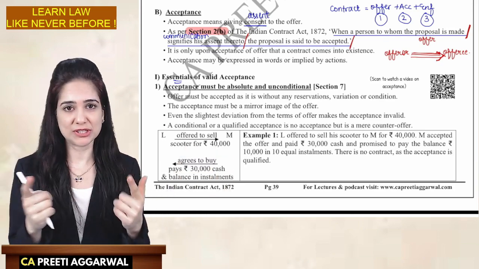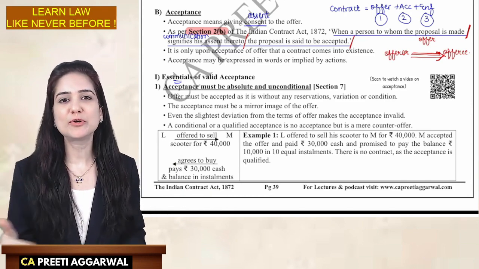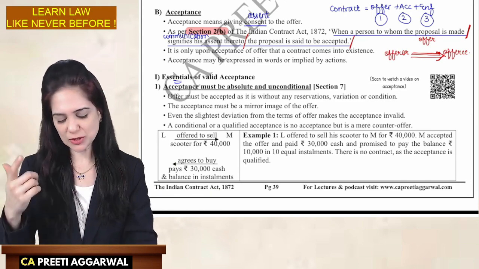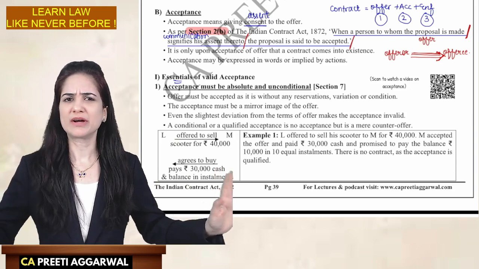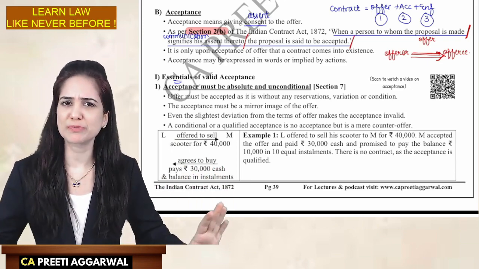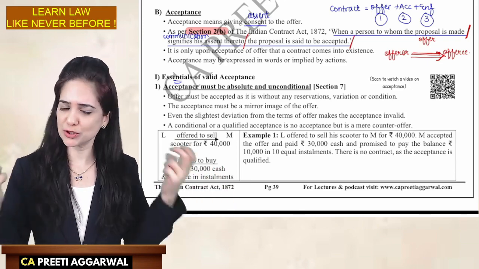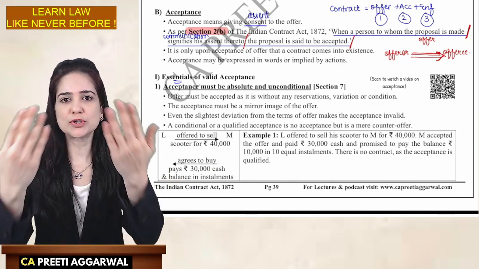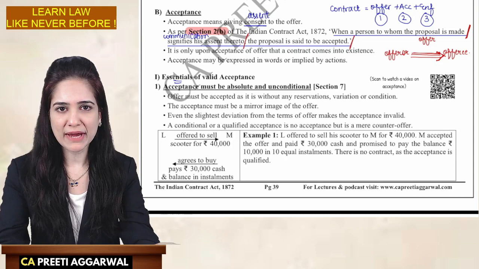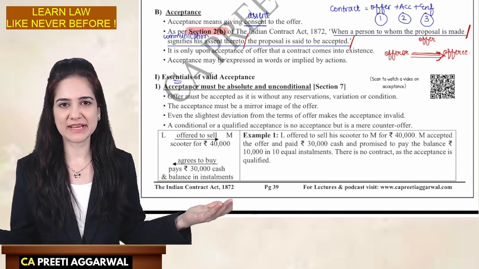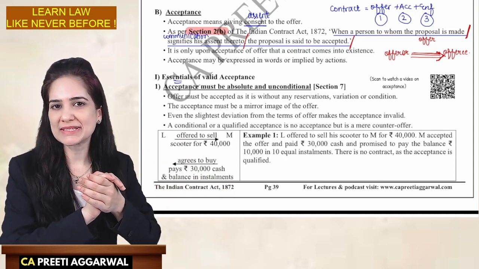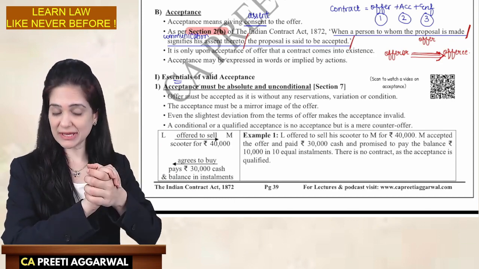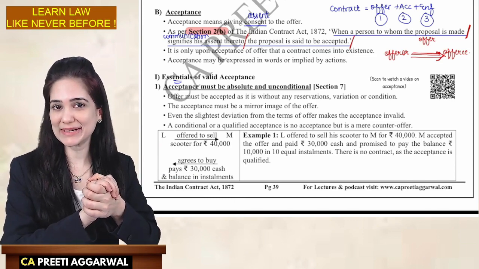Look at my actions. These actions will help you to memorize the definition. Let's do it together. Don't feel ashamed. We are not studying it in a very kiddish manner. This is how we learn the definition. So trust the procedure. When a person, do it with me, when a person to whom the proposal is made signifies his assent thereto, the proposal is said to be accepted. This signifies that there is an agreement, it is a contract.